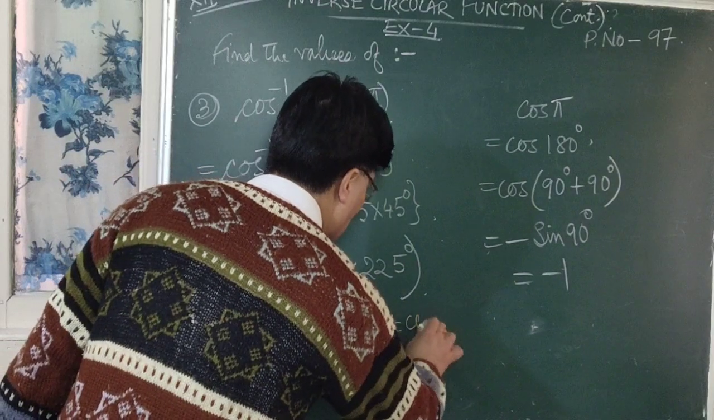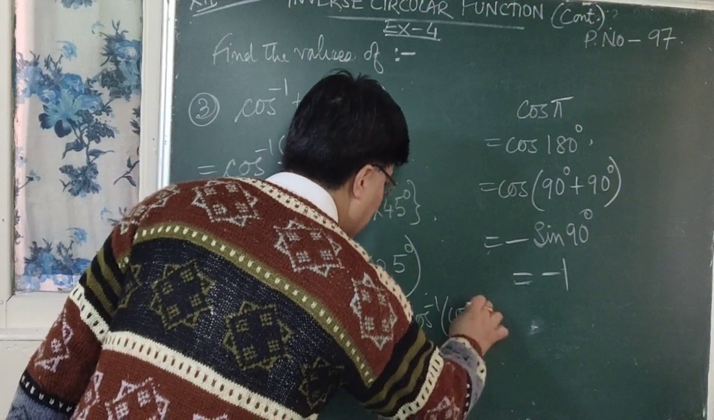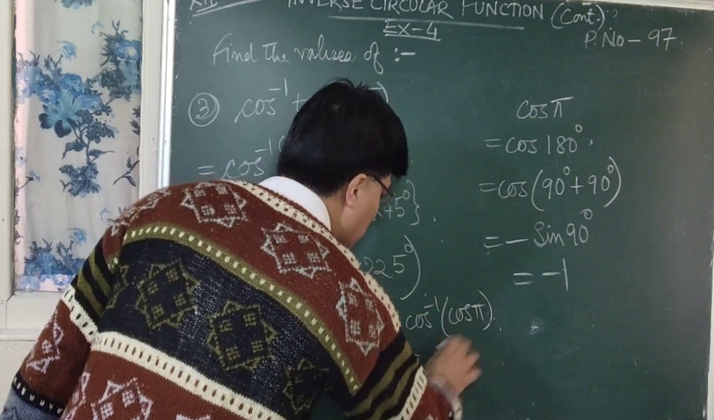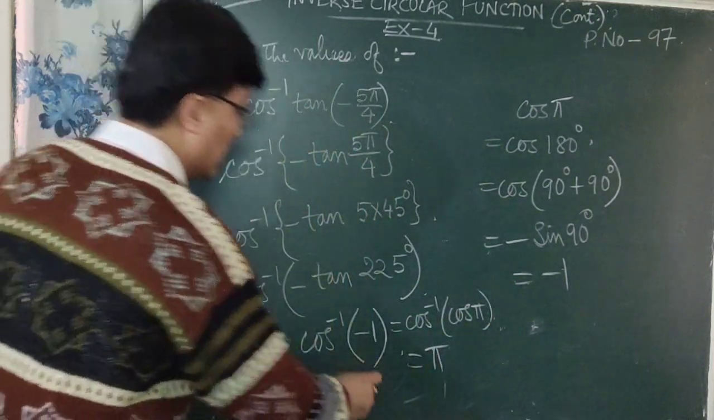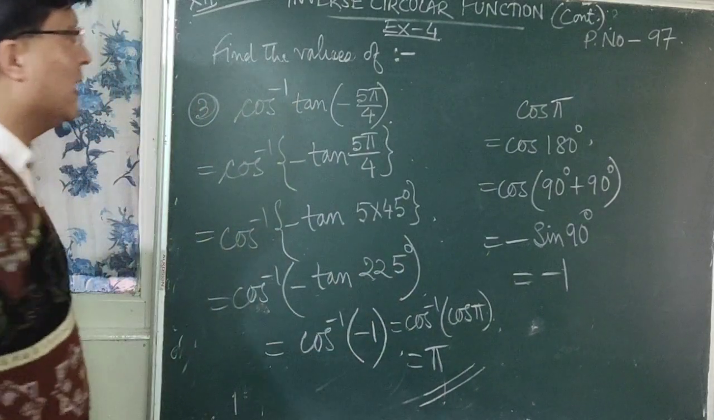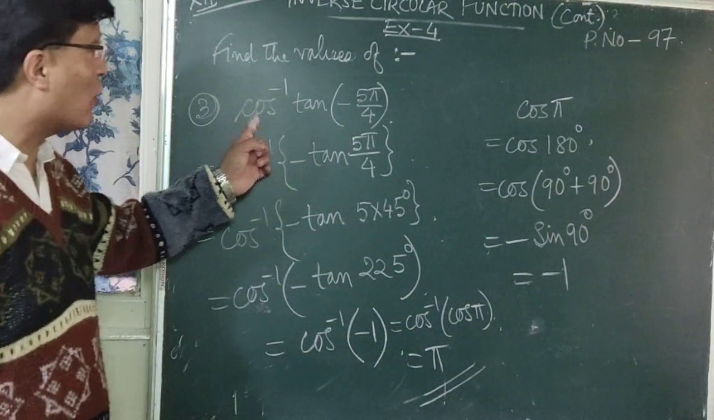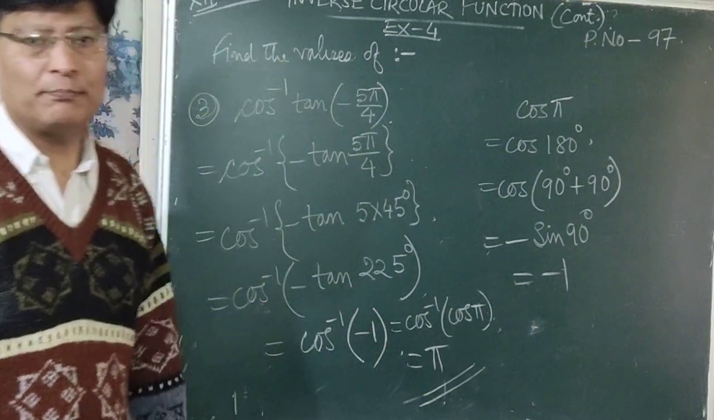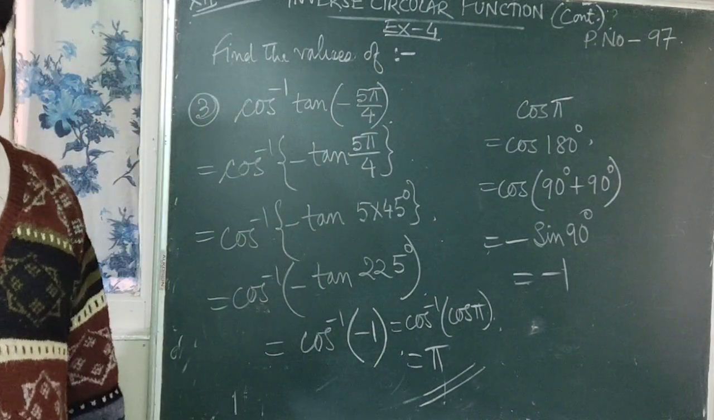So is equal to cos inverse. So instead of minus 1, you should write cos pi. What is cos inverse cos pi? It is pi. So this is the final answer. So what is the value for cos inverse tan of minus 5 pi by 4? It is pi. So this is your answer.